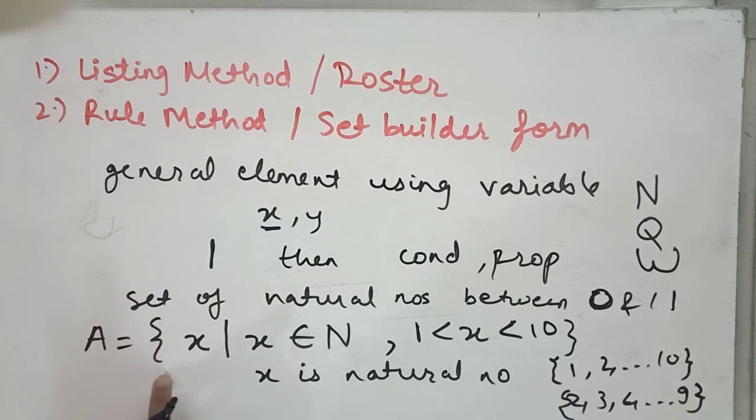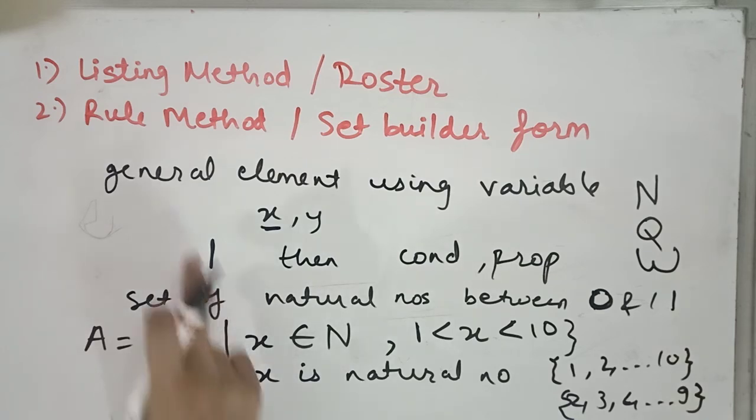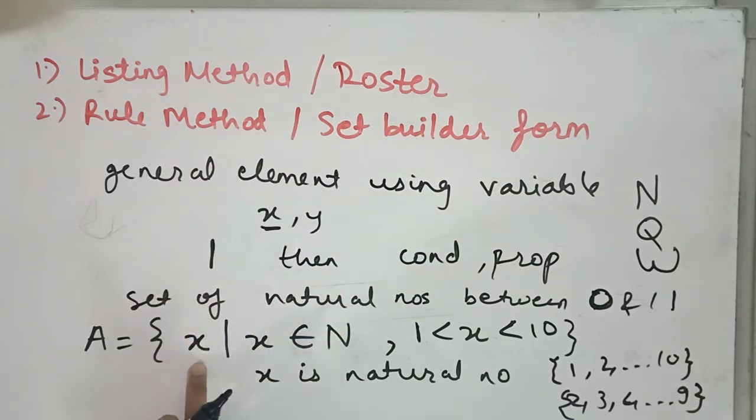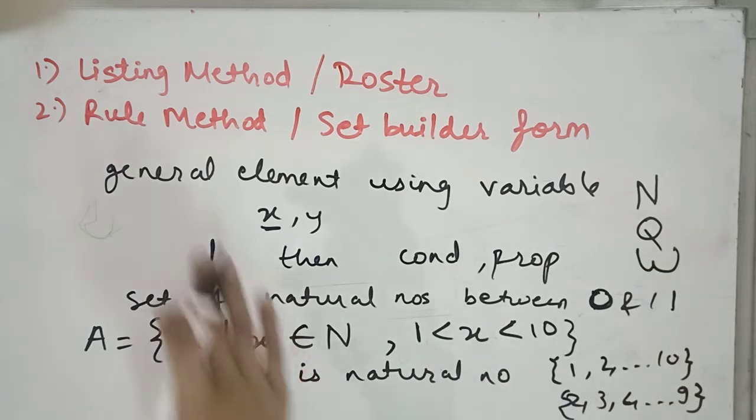So the set has to be, there should be a general element, that is x, such that x belongs to natural number, or you can put x simply in words, that is x is a natural number, comma, that is a condition, x in between 1 and 10. So this is the rule method.